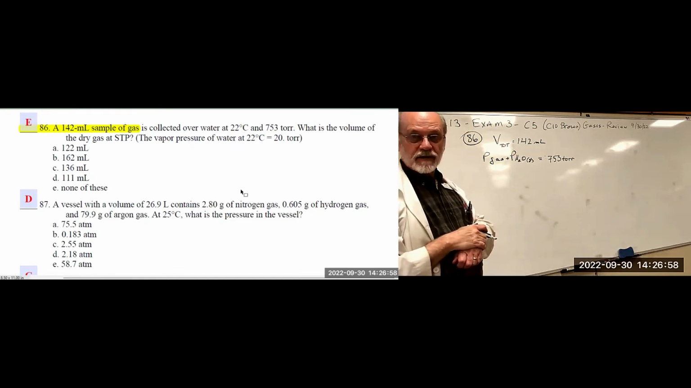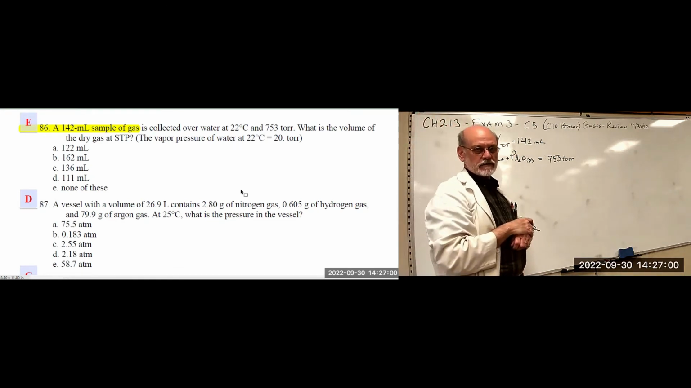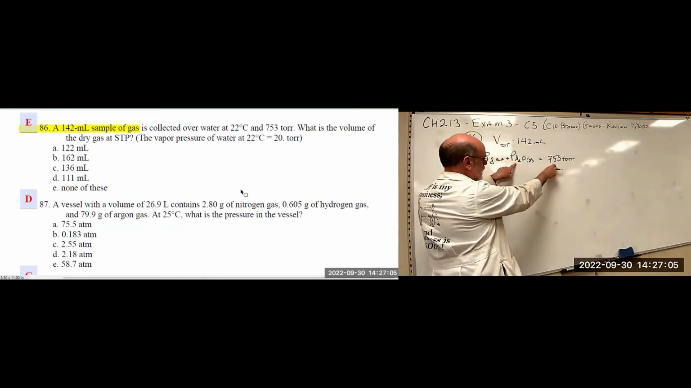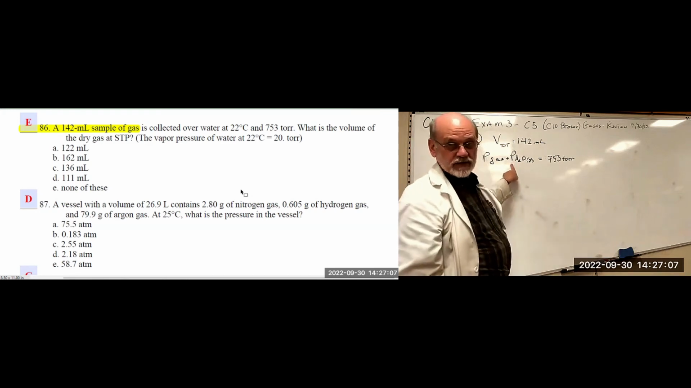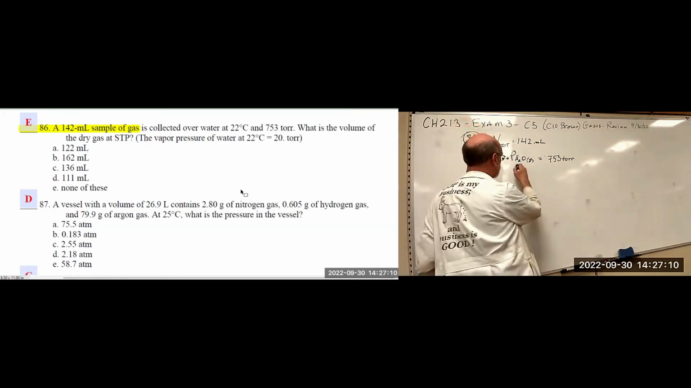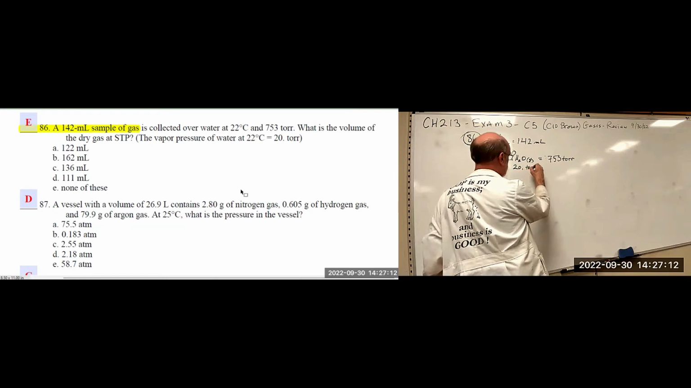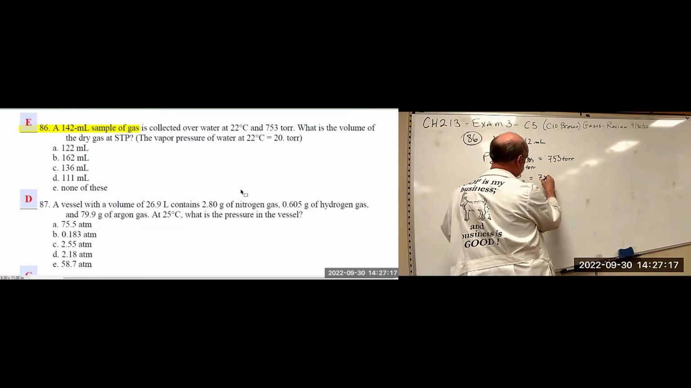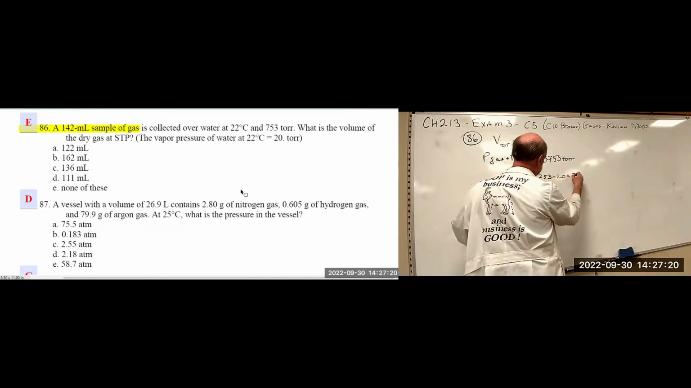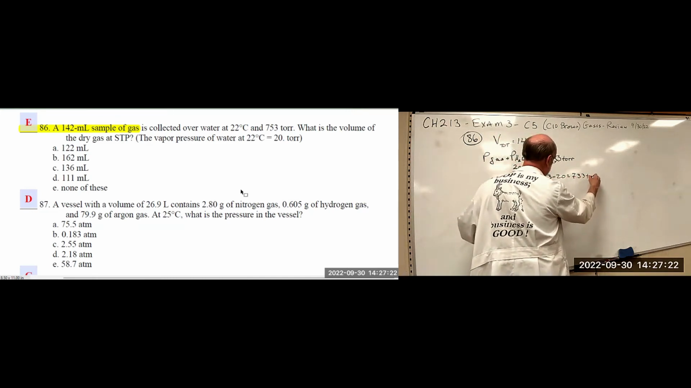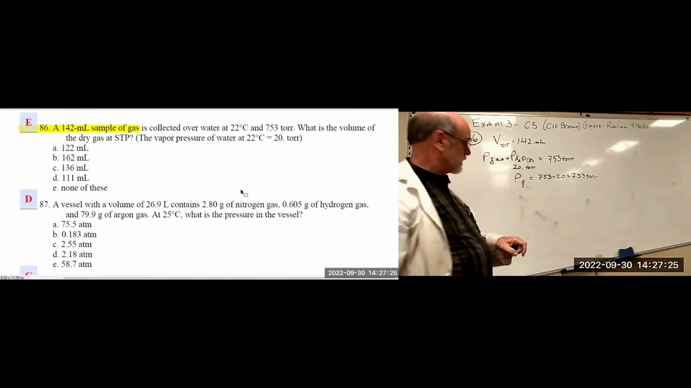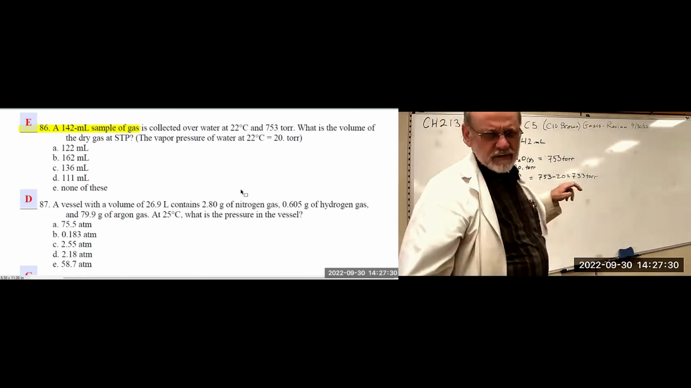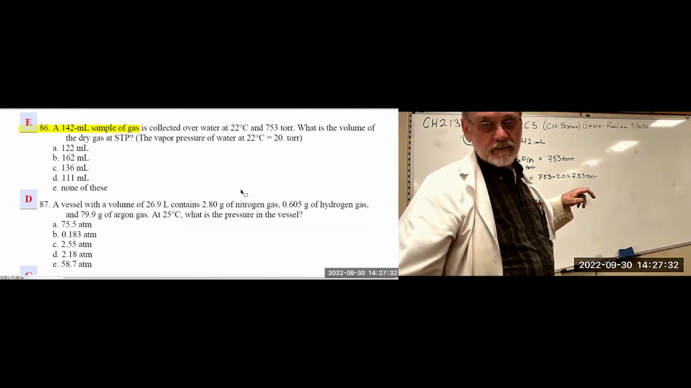Okay. So what's the pressure of the gas? Well, we need to know what this one is, so we can subtract it from that one. And at 22 degrees, it says that's 20 torr. So the pressure of the gas is equal to 753 minus 20, which is 733 torr. Okay, so now we know the pressure of that gas. We know the volume. No, the volume is what we're looking for.